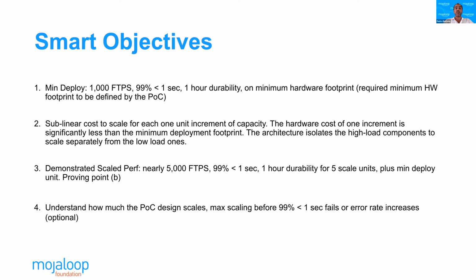And the last objective, which is an optional objective, but a very interesting one, is to understand where it breaks. As I mentioned before, there are limits to this horizontal scalability, right? And we are interested in knowing where it breaks. Can we keep on scaling it indefinitely? We're sure we cannot. So we need to understand where that is.